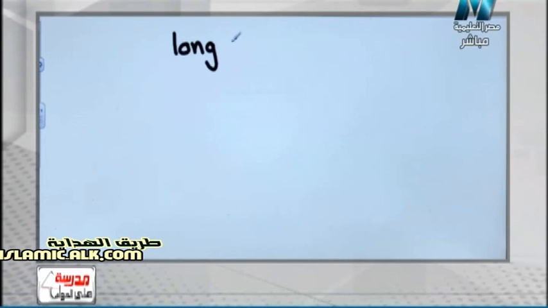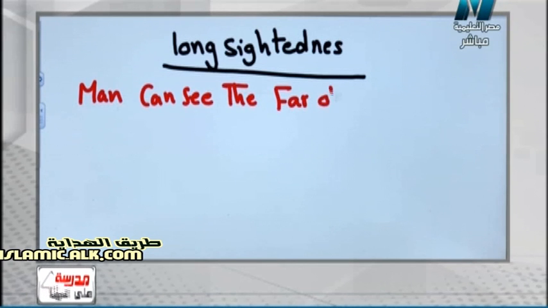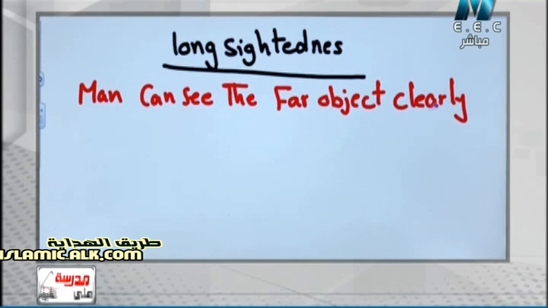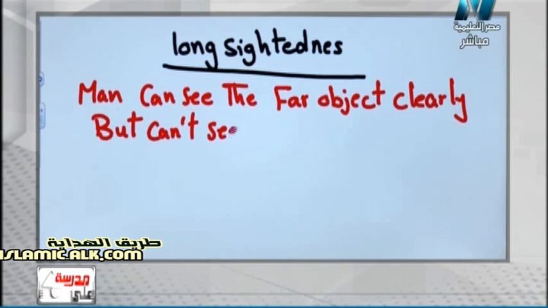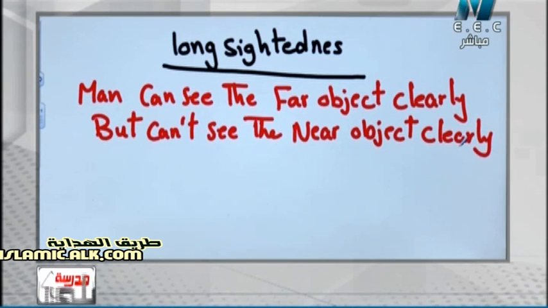Number one, long-sightedness. What does long-sightedness mean? It means a person can see the far object clearly, but can't see the near object clearly. He can see it, but not clearly.